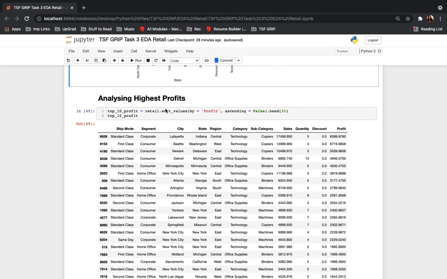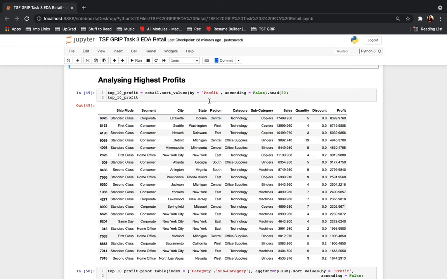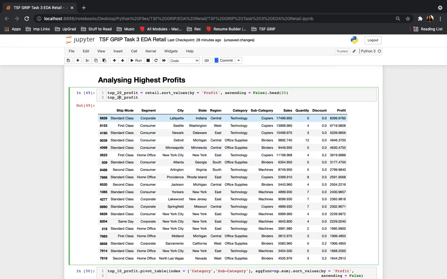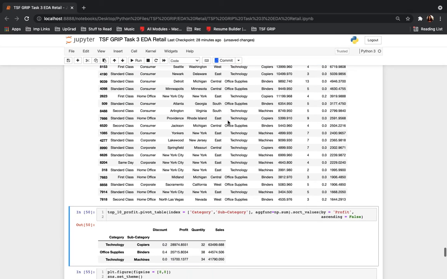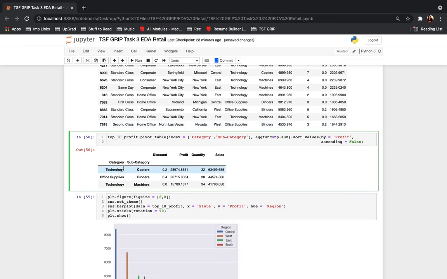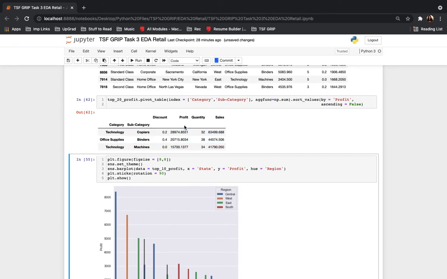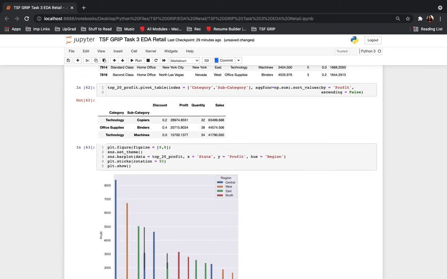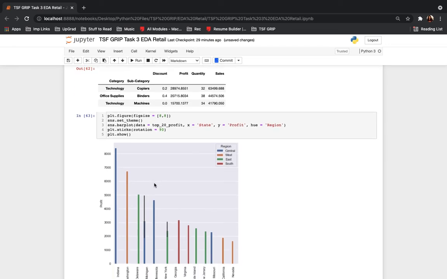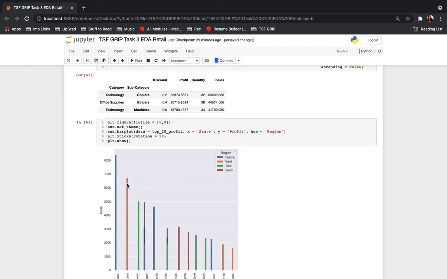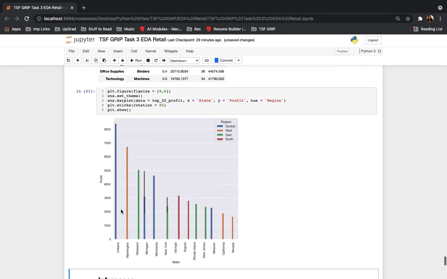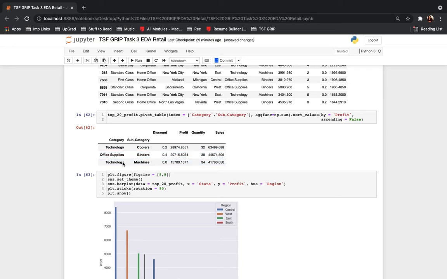Similarly, for highest profits, I have taken the original data frame and sorted it in descending order, and then taken the first 20. Let me again read this. Initially, I had taken top 10, but that did not seem sufficient enough data. So I'm taking top 20 now. So in this chart, again, we can see that the central region has the highest profits, followed by the western region, which is again evident from here.